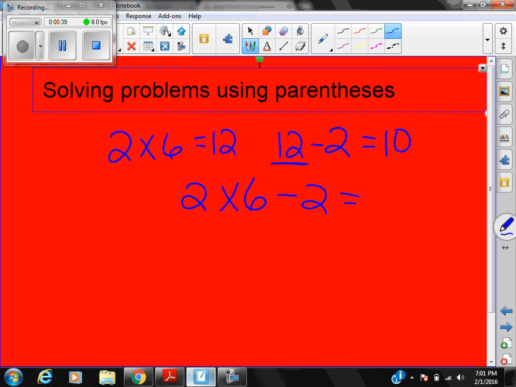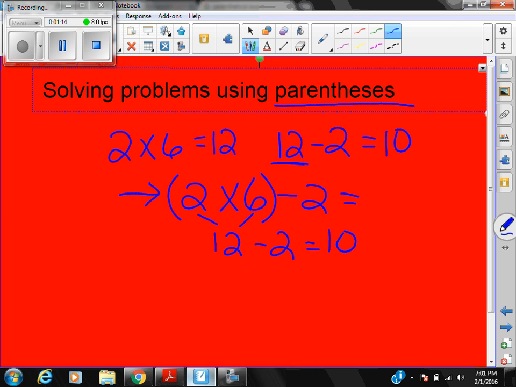Most of the time you see parentheses when you're reading, but in math, when we see parentheses, it means do what's inside of these first. Doing what's inside of the parentheses will get you to the answer. So I know that 2 times 6 is 12, and then I can go ahead and subtract 2 and get 10. So this one equation leads me to the total answer.